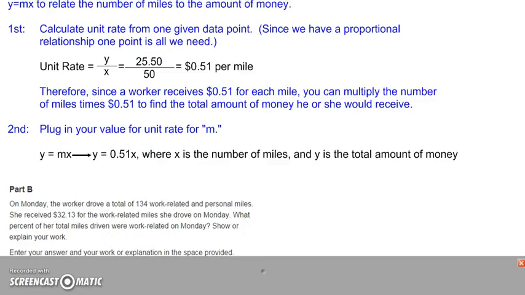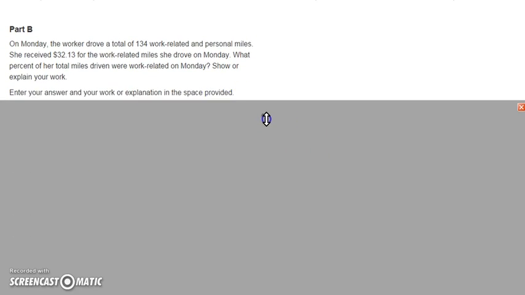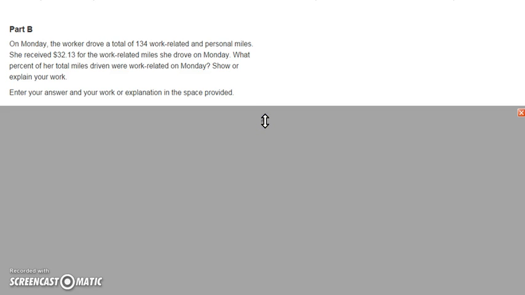So part B says, on Monday, the worker drove a total of 134 work-related and personal miles. She received $32.13 for the work-related miles she drove on Monday. What percent of her total miles driven were work-related on Monday? Show or explain your answer. Enter your answer and your work or explanation in the space provided.